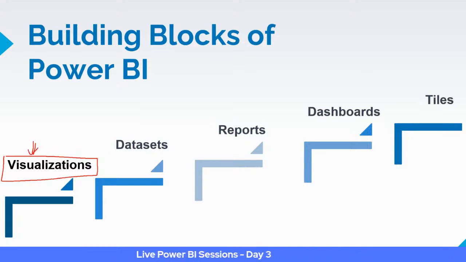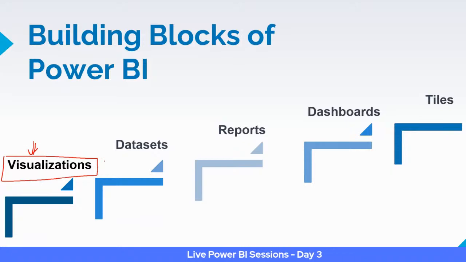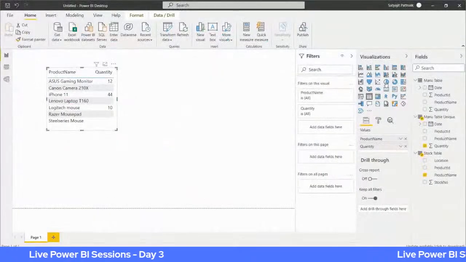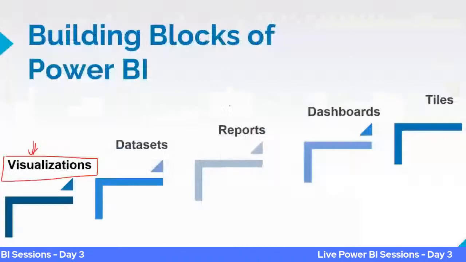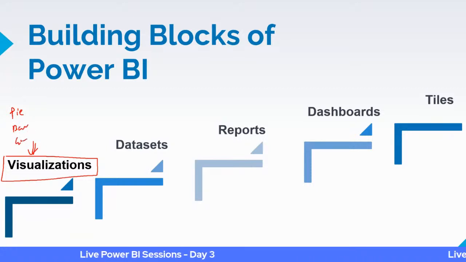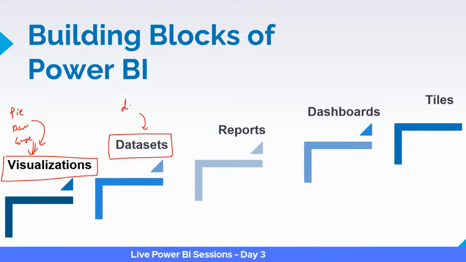So the first type of building block or the first type of visual is nothing but a visualization. Okay, visualization is nothing but if I open Power BI, these are all your visualizations, right? Your pie charts, your bar charts, your gauge charts, all these are different types of visualizations. Second one is data sets. What is data sets? That means the data that you are using.